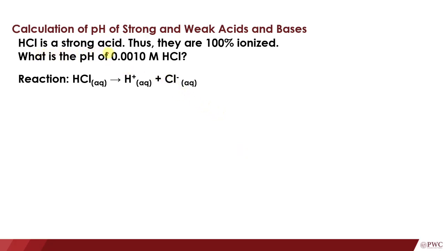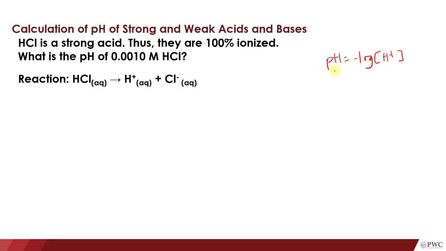HCl is a strong acid, thus it is 100% ionized. What is the pH of 0.0010 molar HCl? Here, we're asked to determine the pH of this given amount of HCl. Again, pH is equal to the negative log of the concentration of hydrogen ions.